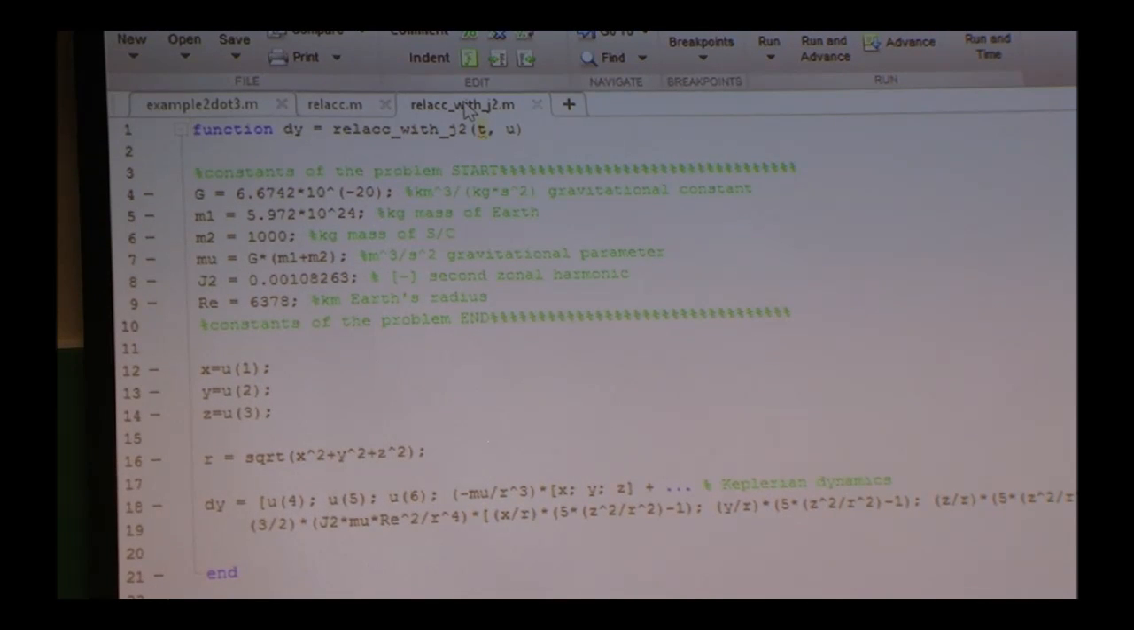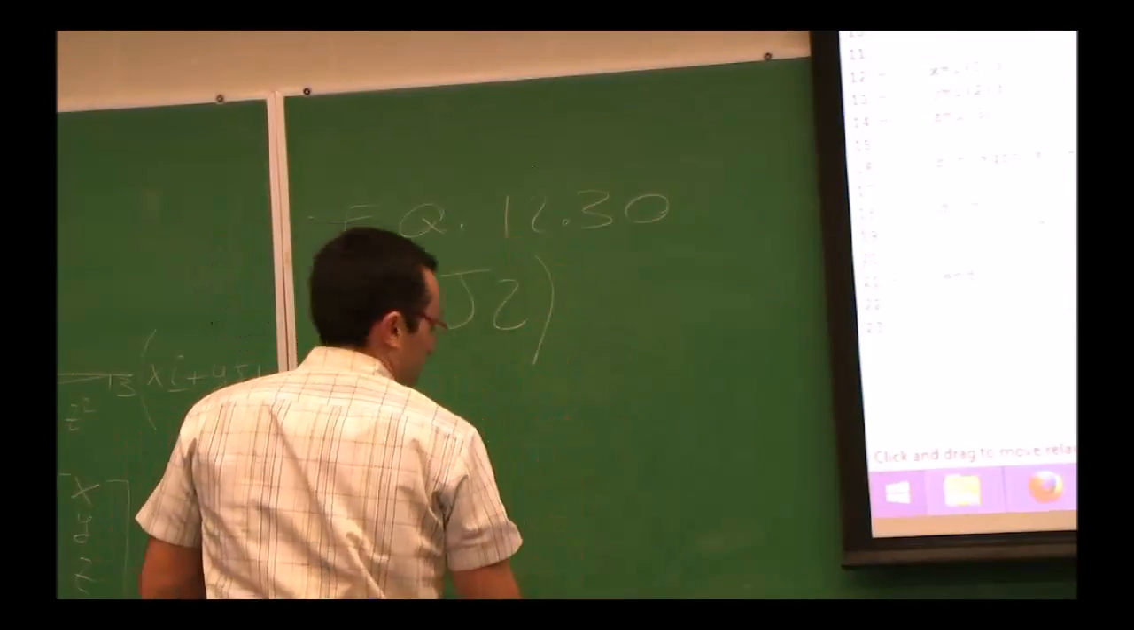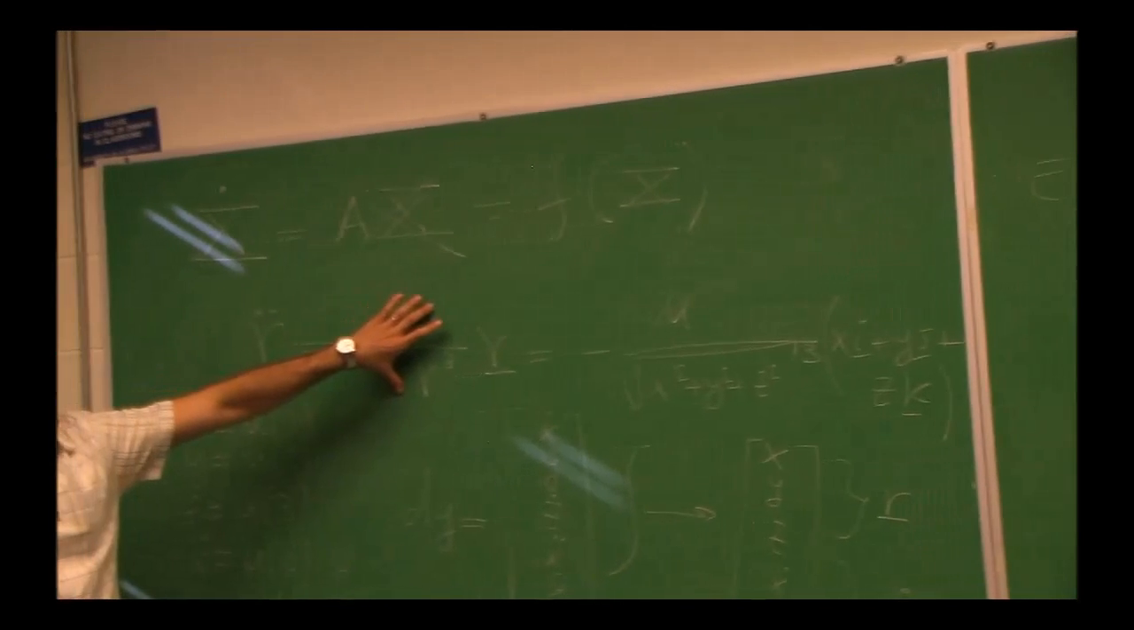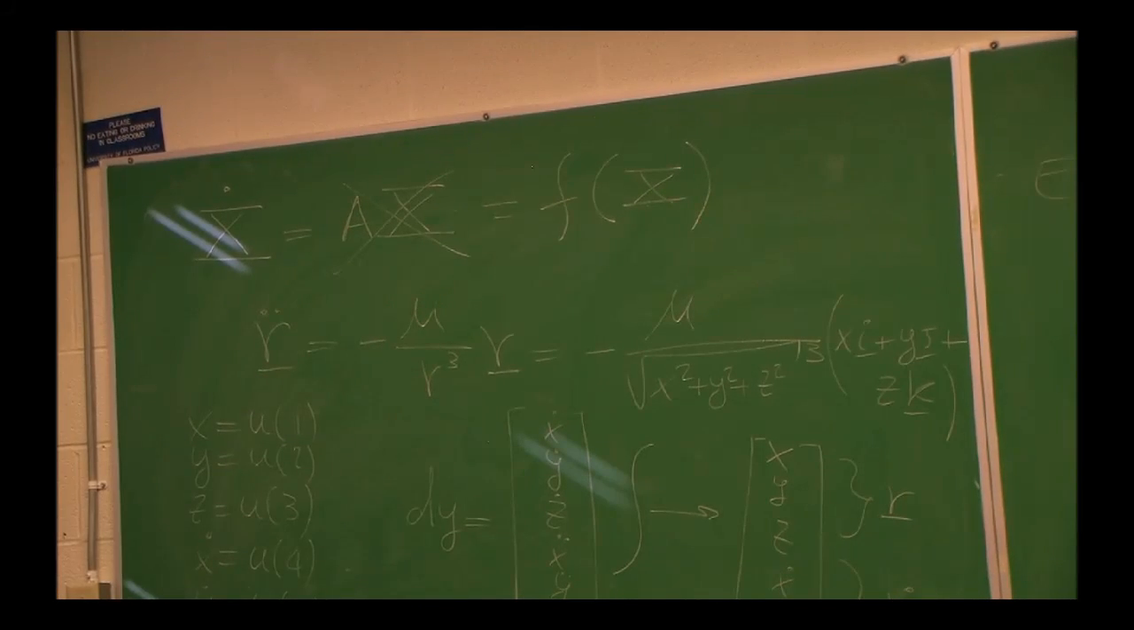But I want to tell you where I grabbed it from. So this is a mistake. I didn't comment there where the equation is coming from, so I had to go back and check it. It's equation, at least in my version of the book, 1230. It's called the J2 perturbation. So it's a better model for the gravitational attraction. There's nothing else than that. It's trying to represent a more realistic shape of the planet.